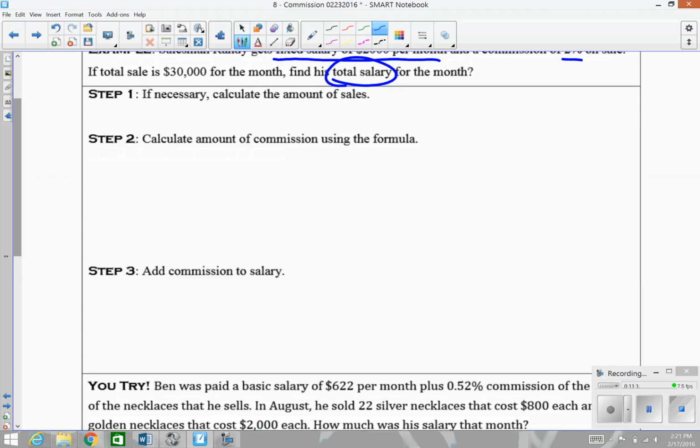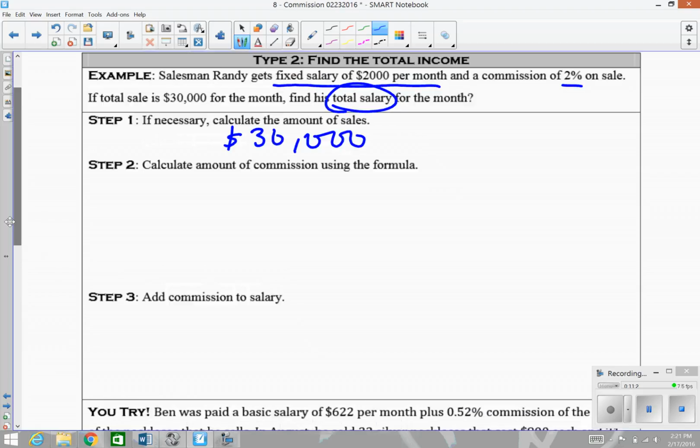We don't have to calculate the sales this time. They come right out and tell you that that's $30,000. But we do need to calculate his commission. Remember, commission is only on what's sold. So this $2,000 paycheck has nothing to do with commission, and that's where a lot of students get confused.